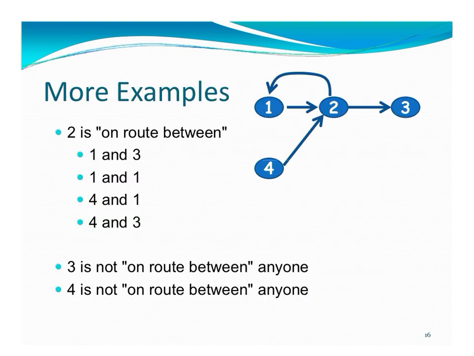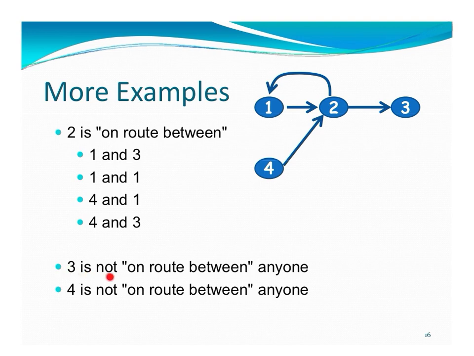Since this isn't in the book, just to make sure you understand my en route between, if we consider who 2 is en route between, well, 2 is en route between 1 and 3, right? Because we can go from 1 to 3 via 2. 2 is also en route between 1 and 1: start at 1, go via 2, end up at 1. It's also between 4 and 1, so we start at 4, go via 2 to get to 1. And it's also between 4 and 3: start at 4, go via 2 to get to 3.